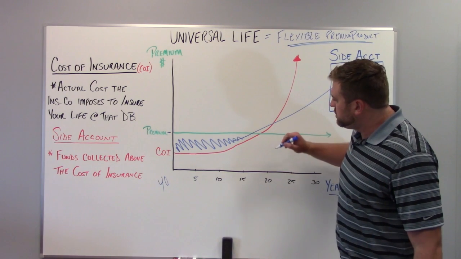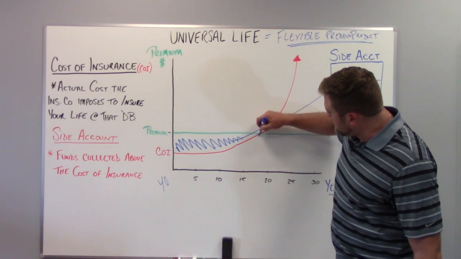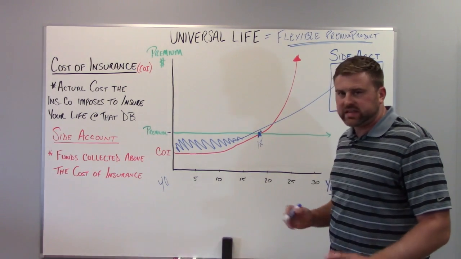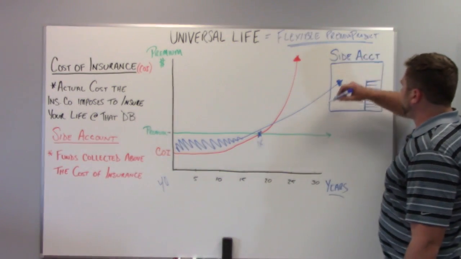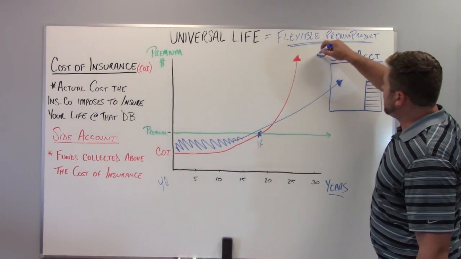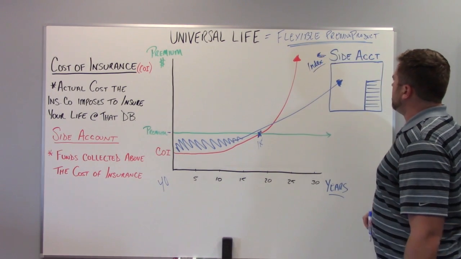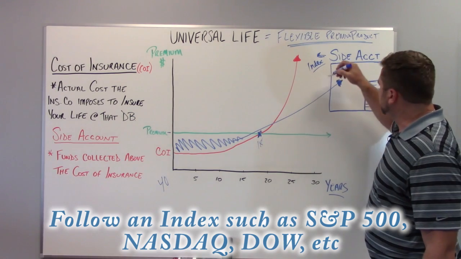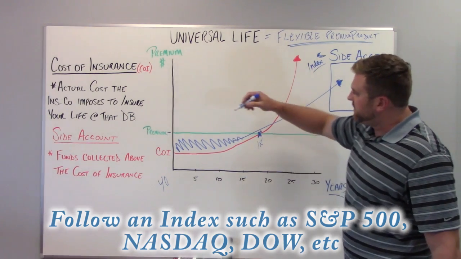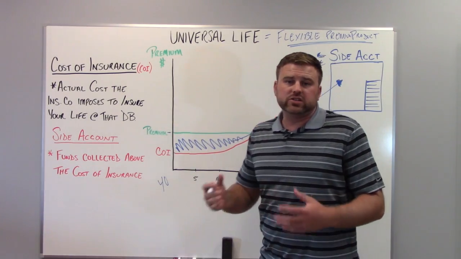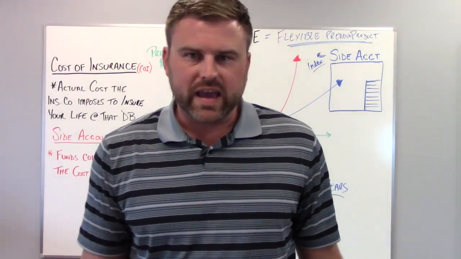Okay, so the issue becomes when you get to here. So let's say this is year 18, and again, it's going to be different depending on, I should say, these side accounts normally follow an index. Okay, so they're principally protected, but they follow an index. So when the advisor does the illustration way back here, when you first buy it, they do an illustration on what they believe is going to happen.